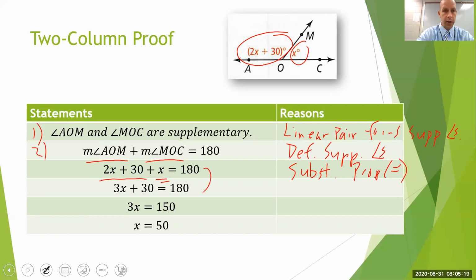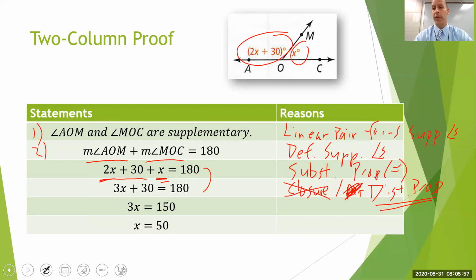So the next step, it looks like we've combined the 2x and the x. This is actually kind of a trick one. You want to write the addition property of equality, but we're actually not adding both things to both sides. So what I would just say is by closure. If you don't like that, you could write distributive property here too. That's probably a better way of writing it. The distributive property. In fact, that's probably the better answer. Don't worry about closure. We haven't even really talked about that. So we'll just call it the distributive property because 2x plus x is 3x.